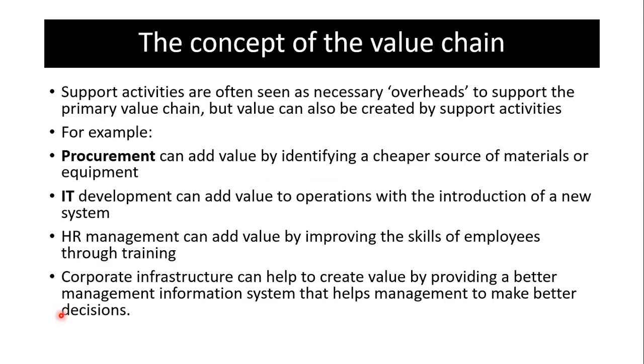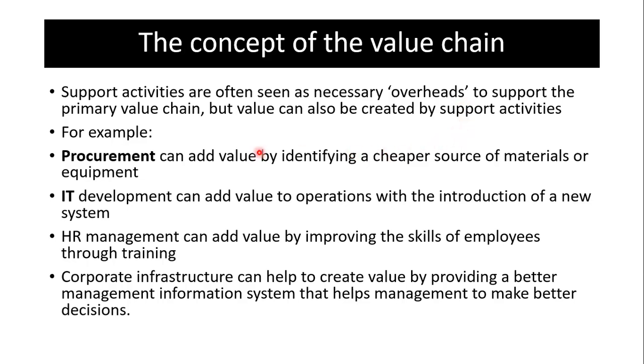So you can compare these support activities to necessary overheads. All right. I'm sure we remember the concept of overheads. Okay. And this is to support the primary value chain. Okay. But value can also be created by support activities. So even though they are supporting, it doesn't mean that you cannot create value from there. Essentially, every component of the value chain should be able to provide some appreciable level of value, both the primary and the support activities.